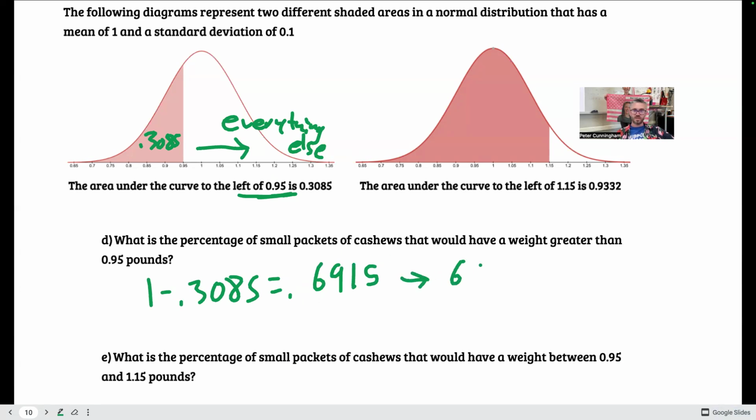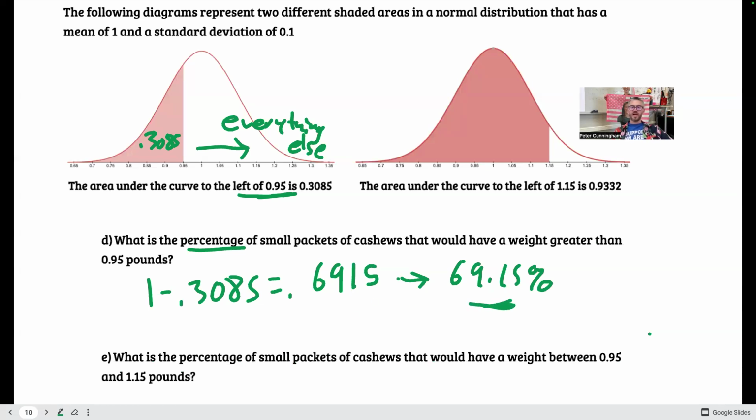If you wrote it as 69.15%, I don't think anyone would be mad at you. Okay. So the percentage or the proportion is probably acceptable there. It did ask for percentage, so write the percentage.